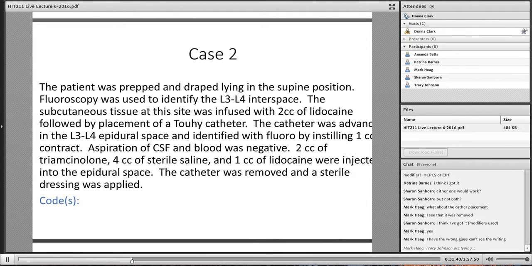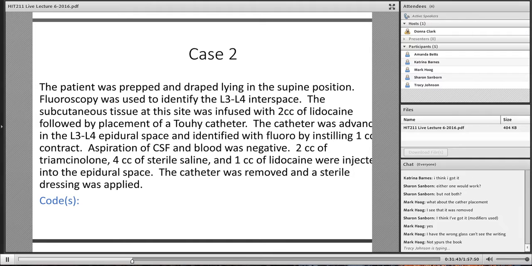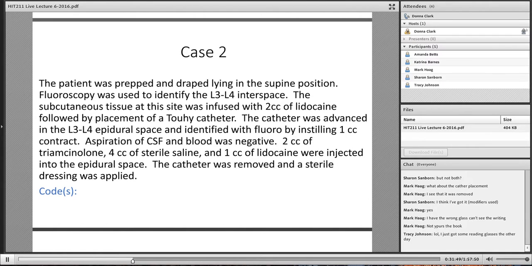But see, the problem is it don't all fit. Oh, in your book, okay. I thought you were seeing it on the screen. Well, do the best you can. I'm going to talk to you most of it.